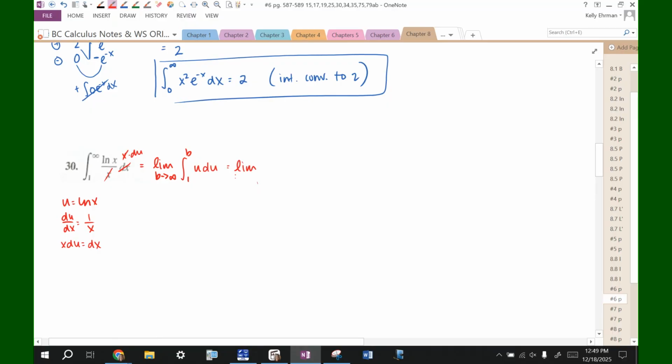All right, so keep your limit notation. The limit as b approaches infinity of, this becomes u squared over 2, but let's go back to ln x squared over 2, evaluated from 1 to b. And then you can't just get right down to the answer. You should show that you're plugging in b before you take the limit. ln of b squared over 2 minus ln of 1 squared over 2.